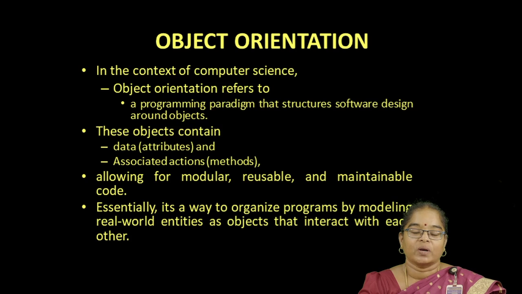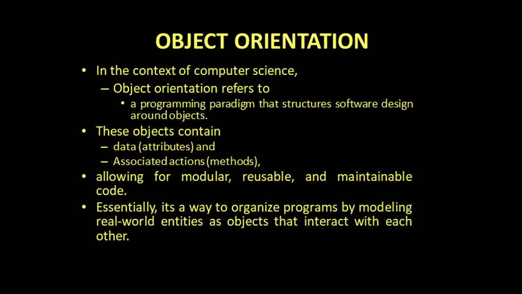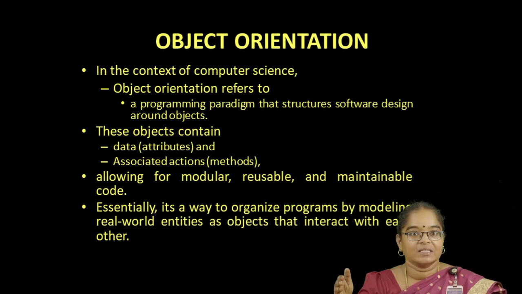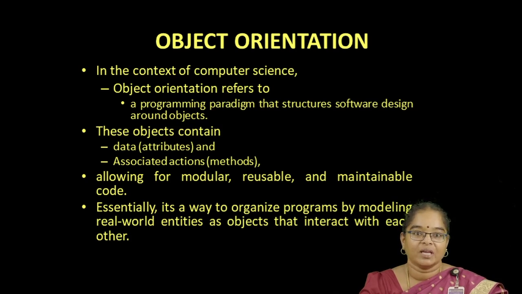First one, let us see what object orientation is. Object orientation is a programming paradigm which assists the software developer in writing the program code. With the help of objects, the software developer writes the code for running a software. The object is nothing but class and methods. Class is nothing but data and actions, the behavior of the object. It allows the software developer modular usage, reusability and maintainability.